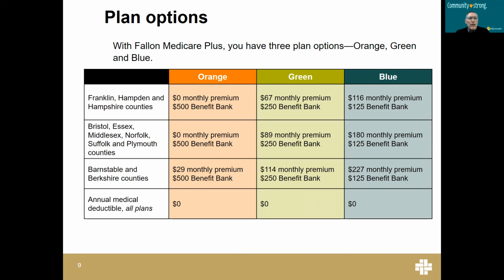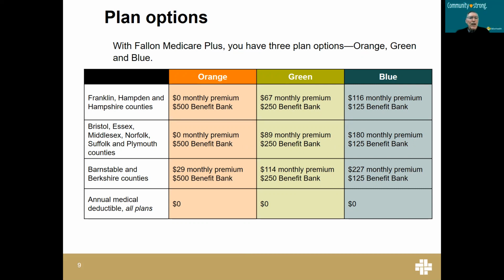So we first look at the orange plan. Look at the county in which you live, and this is our lowest cost plan. Some counties have a $0 monthly premium, and in the Barnstable and Berkshire area, it is a $29 premium, and all of those counties provide for a $500 benefit bank, and there's no medical deductible on any of the orange plans.